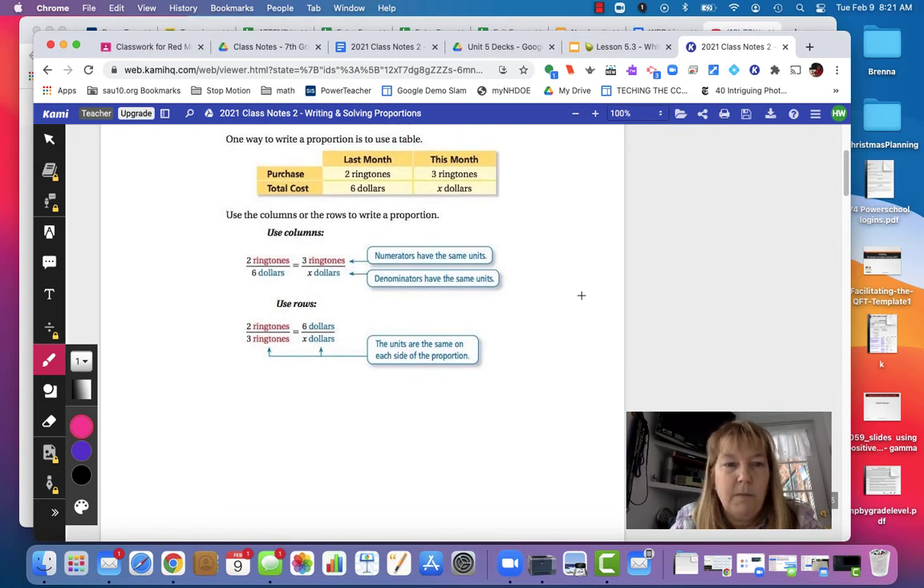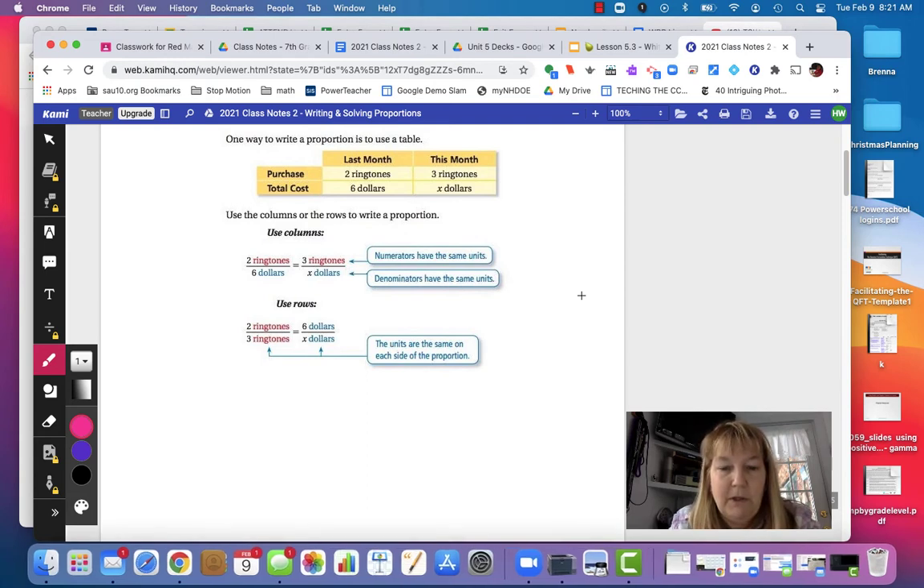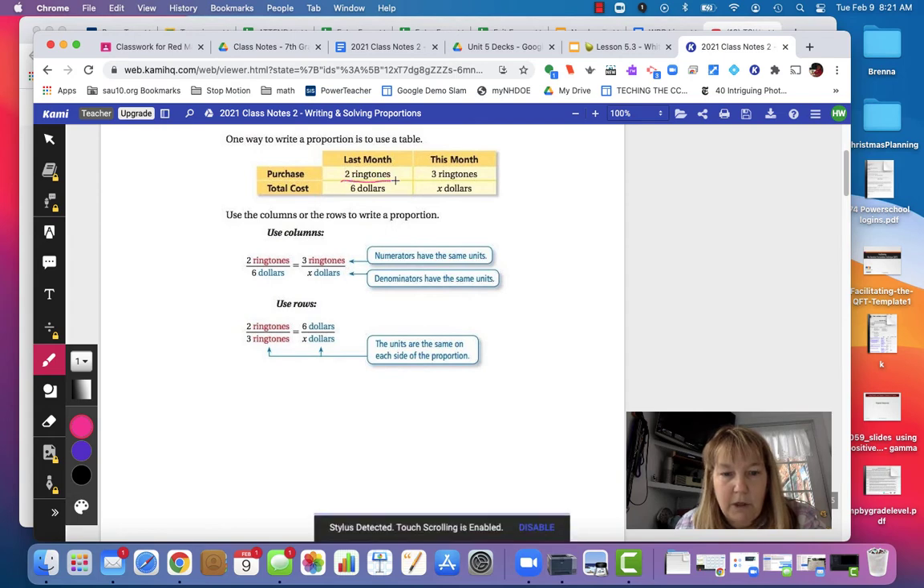And if we talk about buying ringtones, I don't know if this is really such a big thing anymore, but you used to be able to buy a ringtone. So last month we bought 2 ringtones and it cost $6, and this month we're going to buy 3 ringtones and we don't know how much money that's going to cost. So we can write a proportion. And one way of thinking about this is literally taking a line, making the proportion of 2 ringtones to $6, which is equal to 3 ringtones to some unknown amount of dollars.